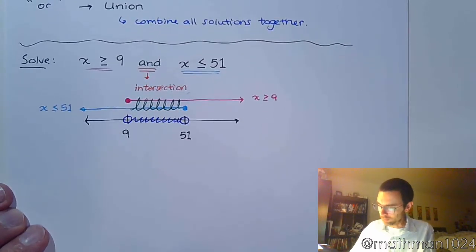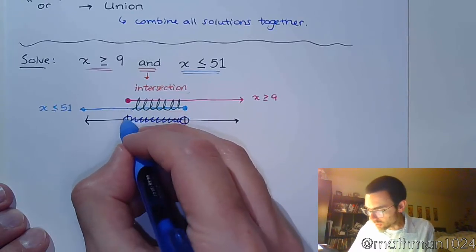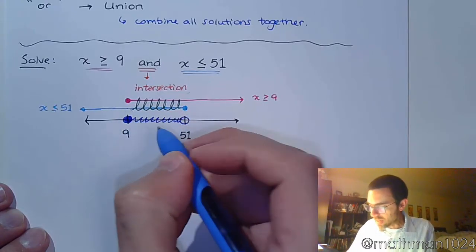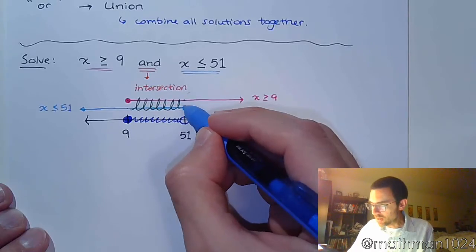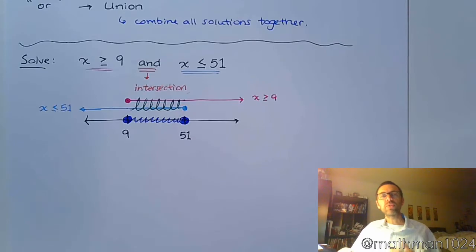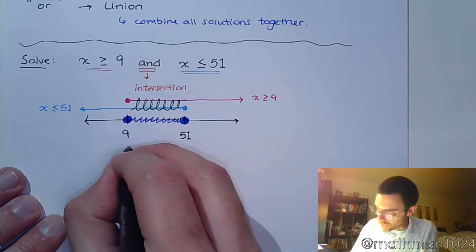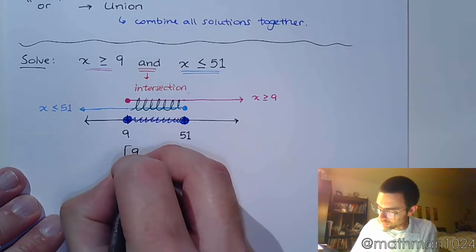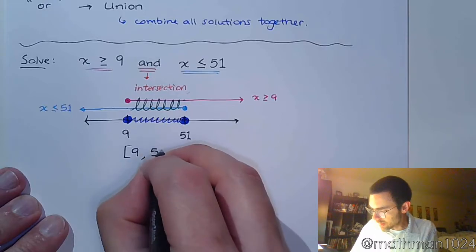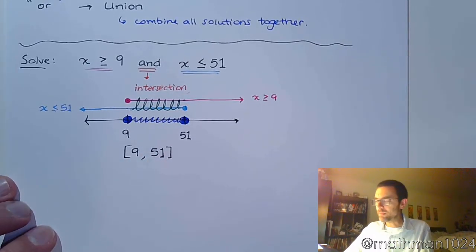Well, you see that we are including 9 here and here, so this guy gets to be filled in. And we're including 9 here and here. So both of these guys are filled in because they both have the equal to part for the inequality. So your interval notation is going to be bracket 9 to 51, just like that.